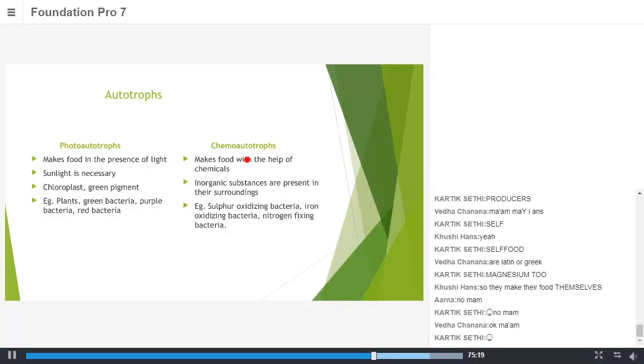Now, chemoautotrophs make food with the help of chemicals. This is very interesting. As I said, how come chemicals, from where do they get these chemicals? These chemicals are basically inorganic substances which are present in the surroundings. As we discussed, fertilizers, nutrients in the soil. So these are there in their surroundings. The plants have it in and around them. From there, they pick up whatever chemicals they need for their survival.